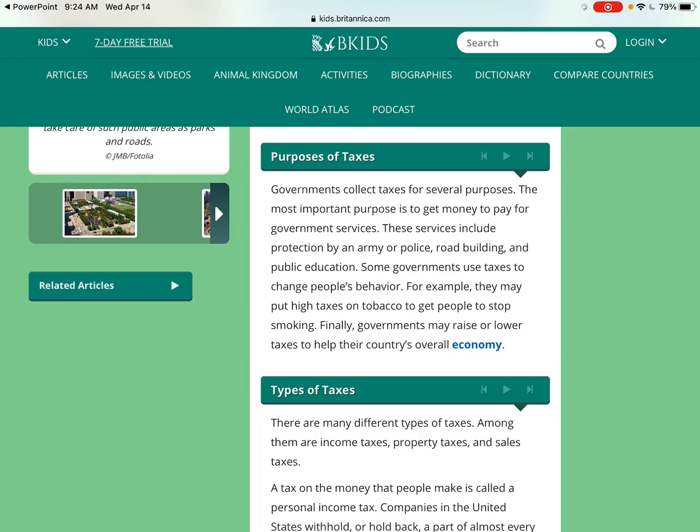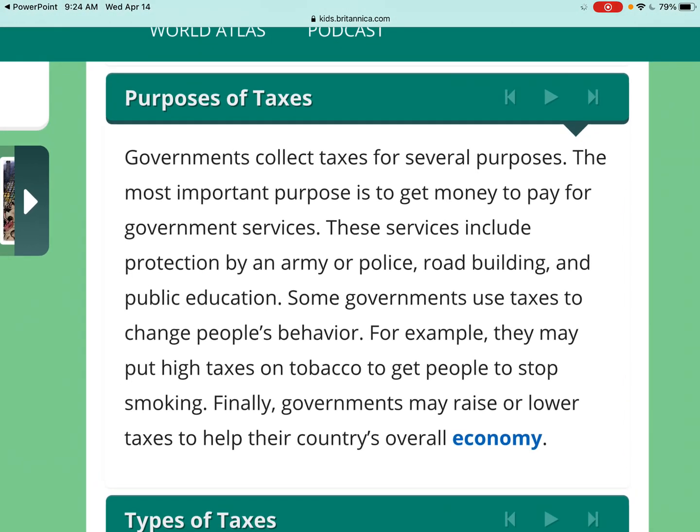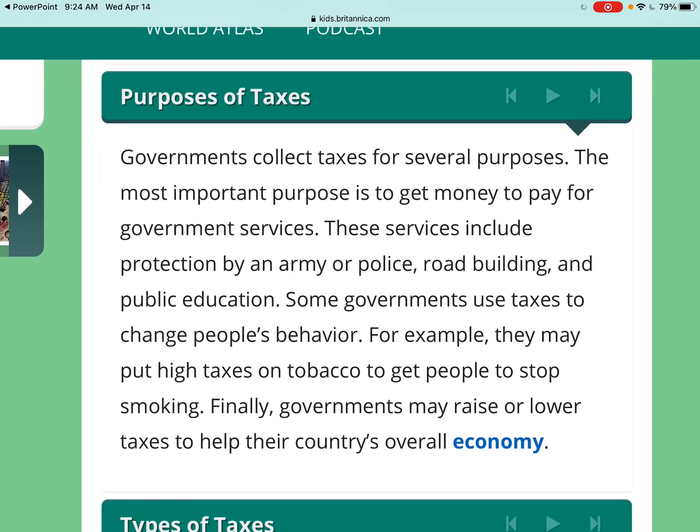So what is the purpose of taxes? Government collects taxes for several purposes. The most important purpose is to get money to pay for government services. Some government services would include army or police, road building, and even public education. So when you guys go to school. And then governments also use taxes to try and change people's behaviors. So they put high tobacco taxes, so hopefully it will help people to stop smoking because they won't want to buy the cigarettes because they're so expensive.